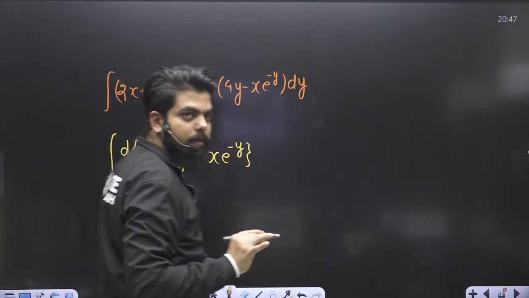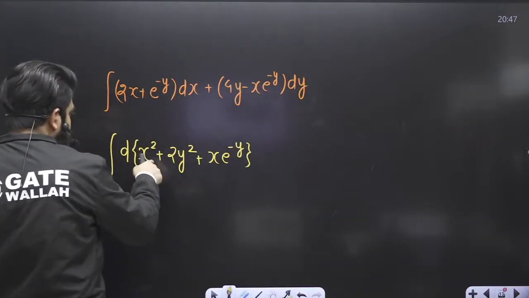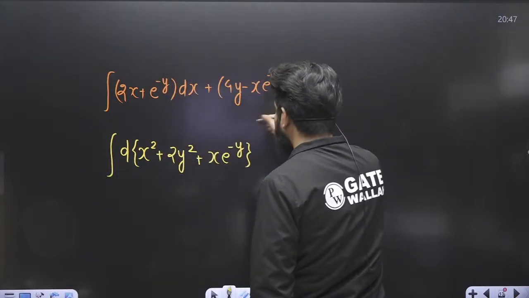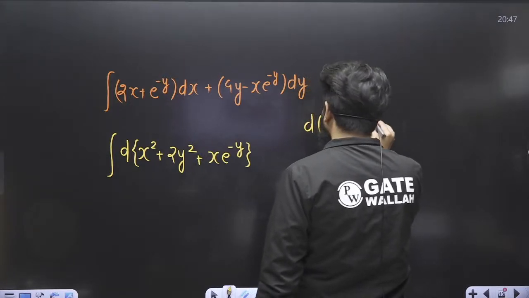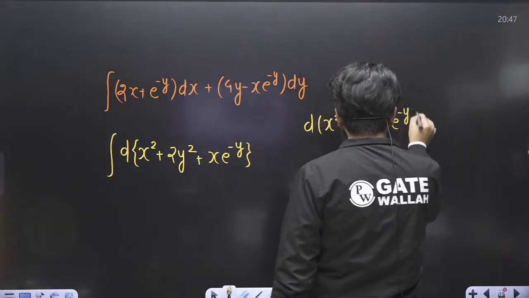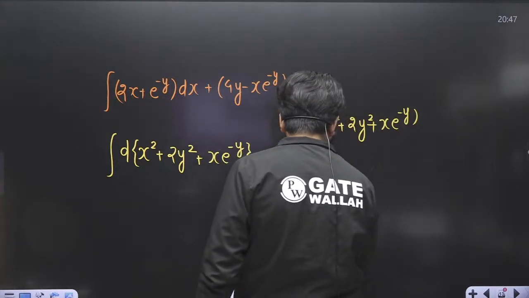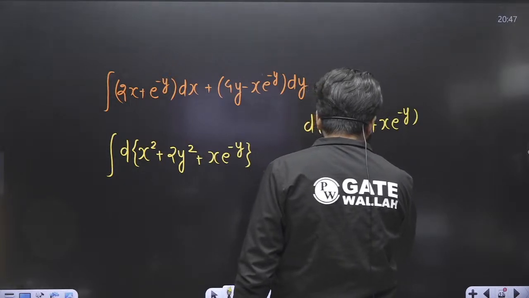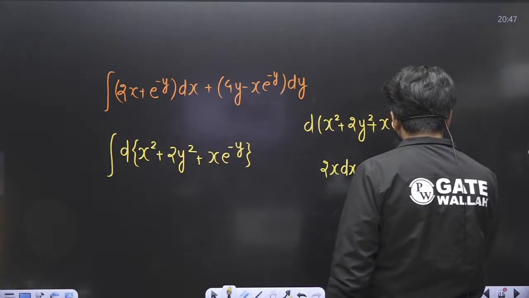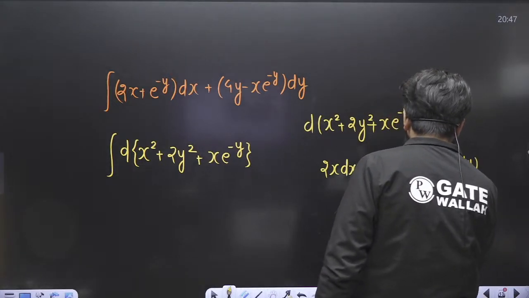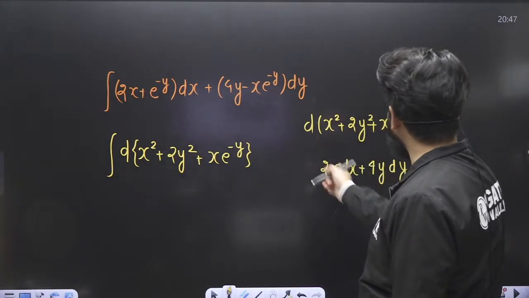Check this point first of all. Can we write it like this? Once you differentiate this expression, just verify whether you get the same expression as above or not. x² plus 2y² plus x e^(-y). This will become 2x dx plus 4y dy plus x e^(-y)(-dy) plus e^(-y) dx. So I hope we are getting the same expression, 2x plus e^(-y), 4y minus x e^(-y).